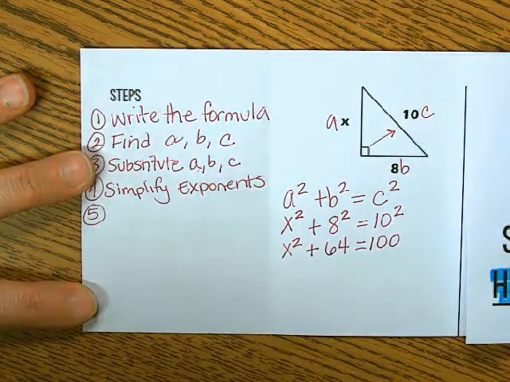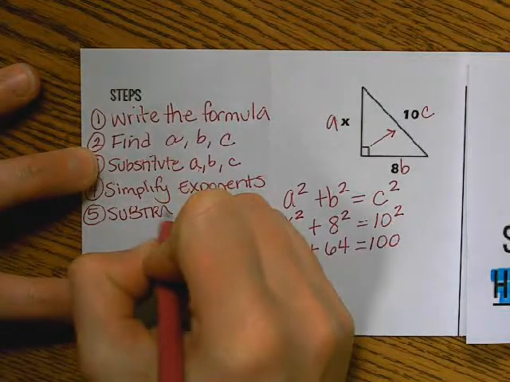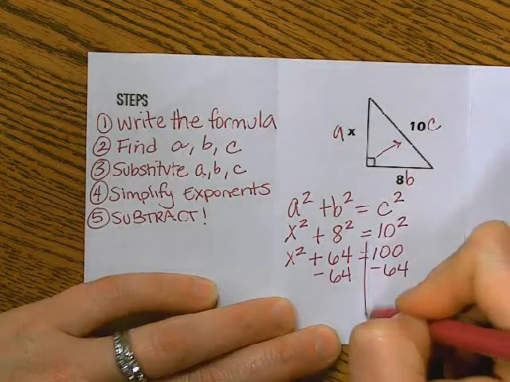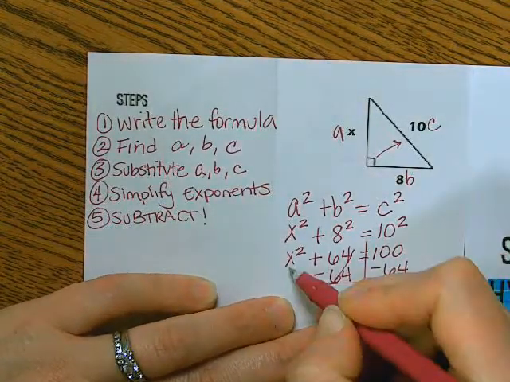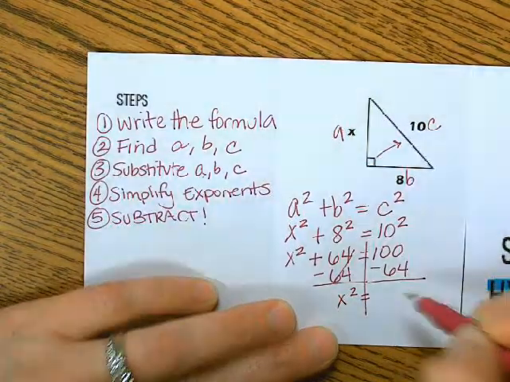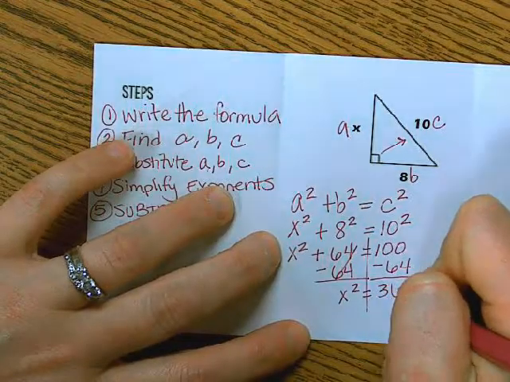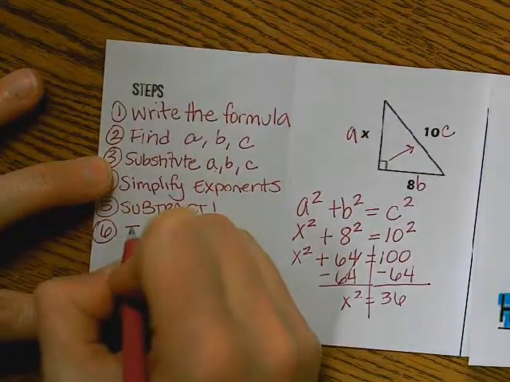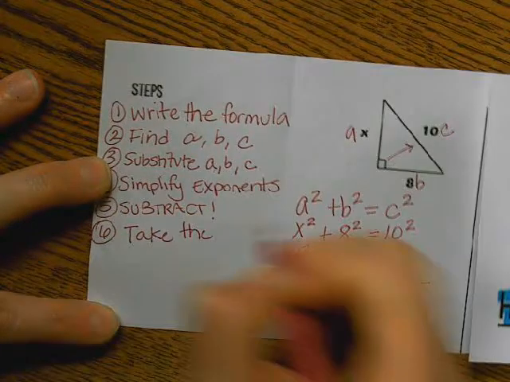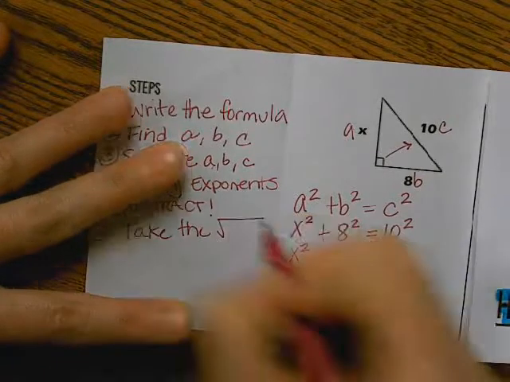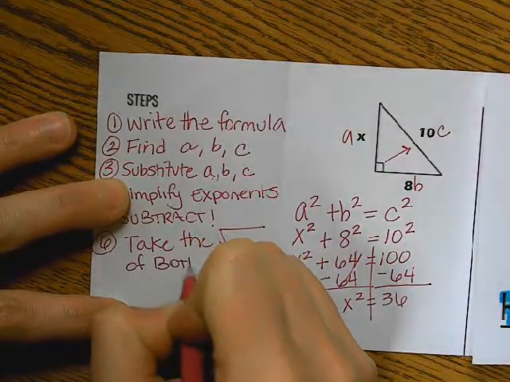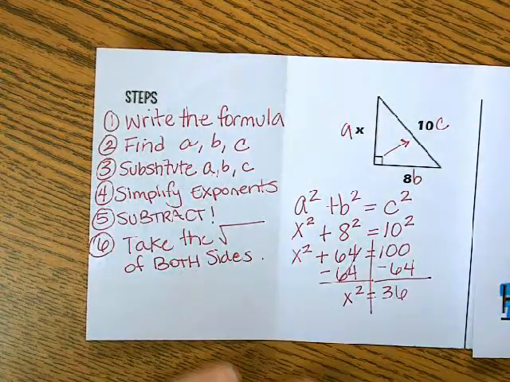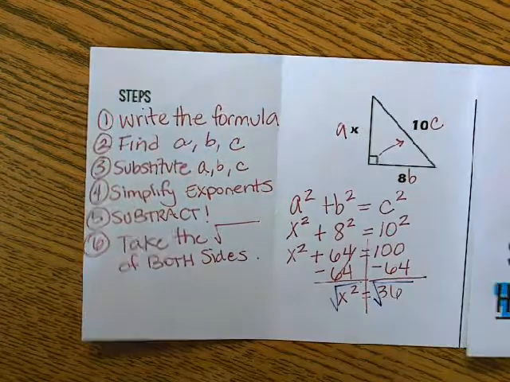Step 5, you're going to subtract. So we subtract 64 from both sides. So we're left with x squared equals 100 minus 64. That's 36. And then you're going to take the square root of both sides. You can't take the square root of just one side. You have to take the square root of both sides.